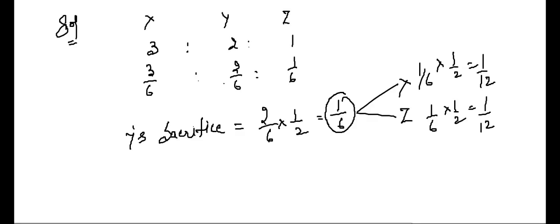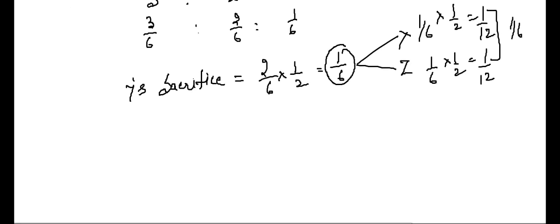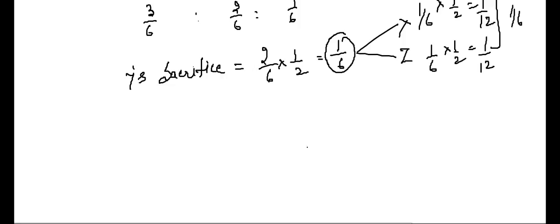So the total sacrifice has to be equal to the total gain. Now this sacrifice, X will take up half of it and Z will take up half of it. So the total gain will become 1/6 only. Now they are asking us to calculate the new profit sharing ratio.